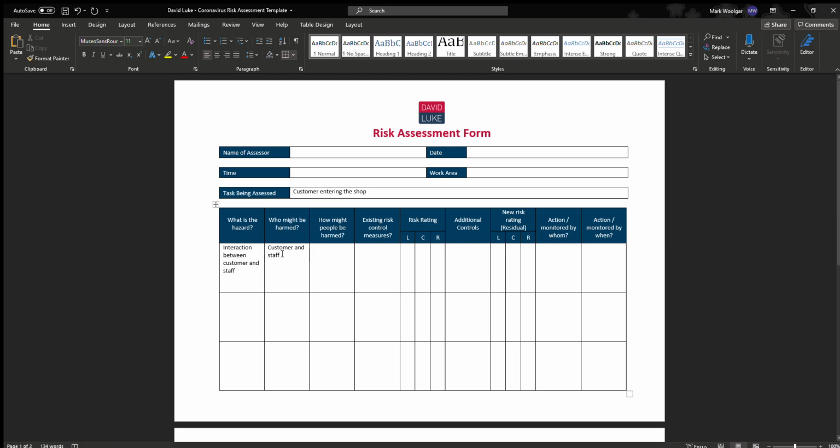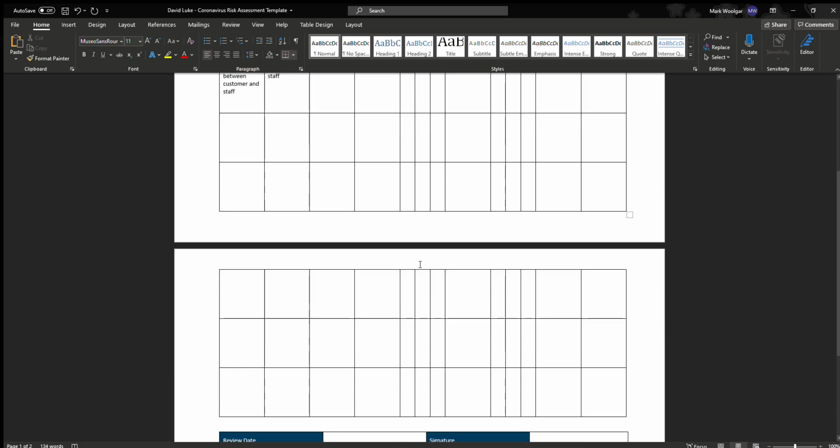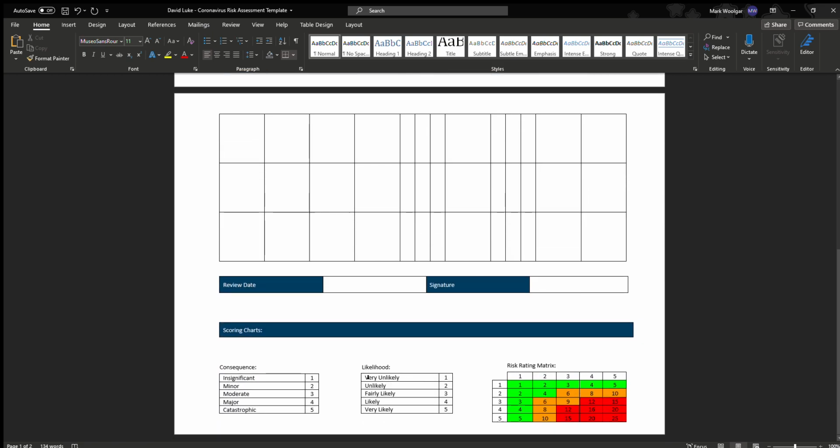So who might be harmed? Customers and staff. They might be harmed, obviously, by contracting the virus, and existing risk control measures at this point would be none. So then we need to give it a risk rating score, and that's where this risk matrix comes in. We look at the likelihood of the risk and also the consequence of that risk, and then we give it a score.